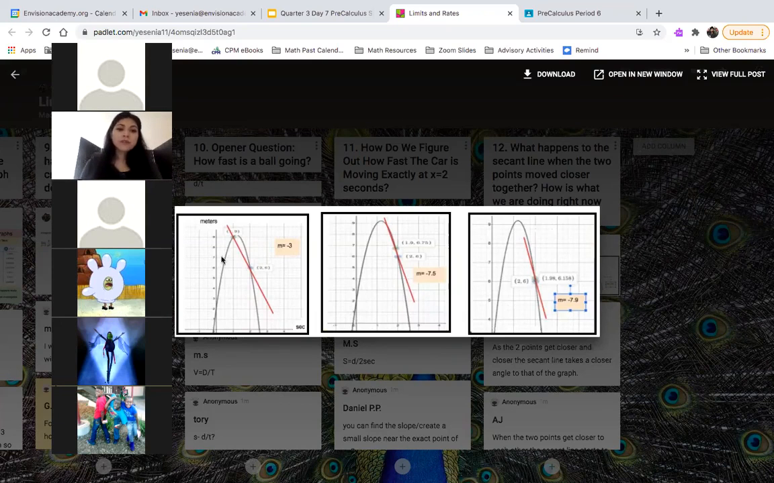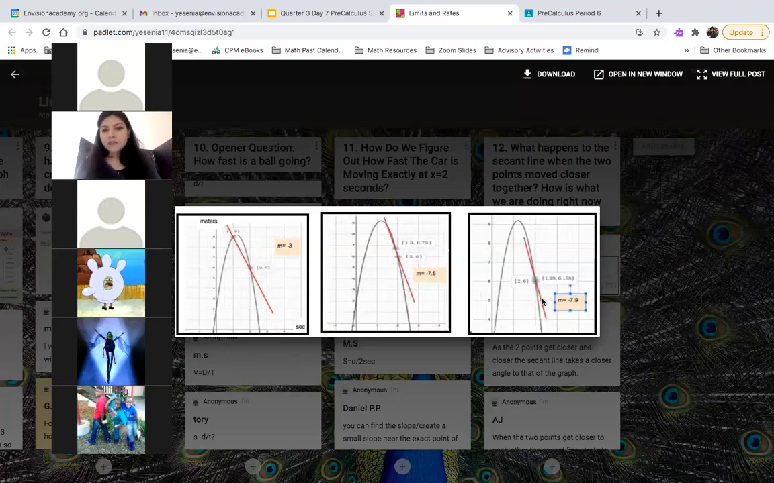In this picture, screenshots of the different calculations we did, we first started out calculating the speed between 1 and 2 seconds, and we got -3 meters per second. Then I moved this green point even closer to the (2, 6) point, and I got an even better estimate because, again, the closer the points, the closer you are to determining the instant speed, or the instantaneous speed.